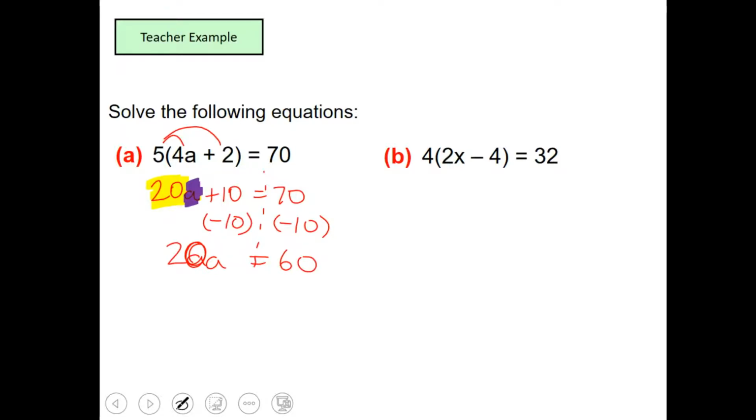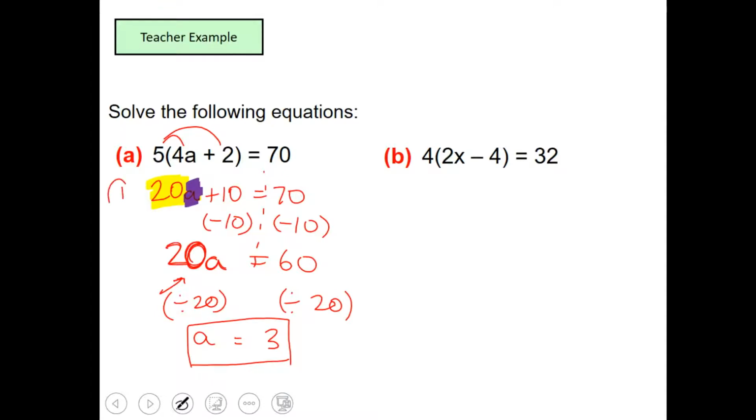Now I've got 20a equals 60. What is the opposite of this? What's happening here? Try and think in algebra, when you've got a number next to a letter, what does that mean? It means you're multiplying. So 20 times a, the opposite of that would be divide by 20. And that will then give me a on its own. So I have to do the same on the other side of the dotted line. Divide by 20. 60 divided by 20 is 3. And that is the answer.